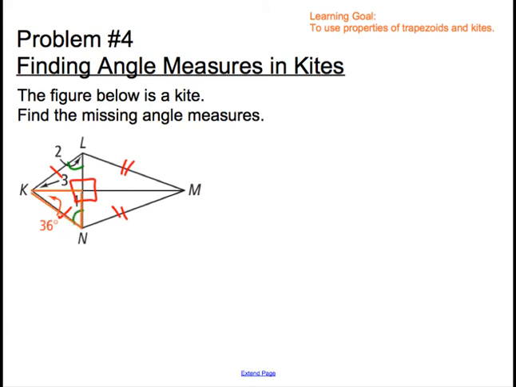Using the fact that the three angles of a triangle have to add up to 180 degrees, we can find the third angle in the triangle that's now been highlighted in orange. 180 minus 90 minus 36 gives us a result of 54. So we know that this angle is 54 degrees, which also tells us that angle 2 is 54 degrees. We can then once again use the triangle angle sum theorem to show that the measure of angle 3 here has to be 36 degrees.